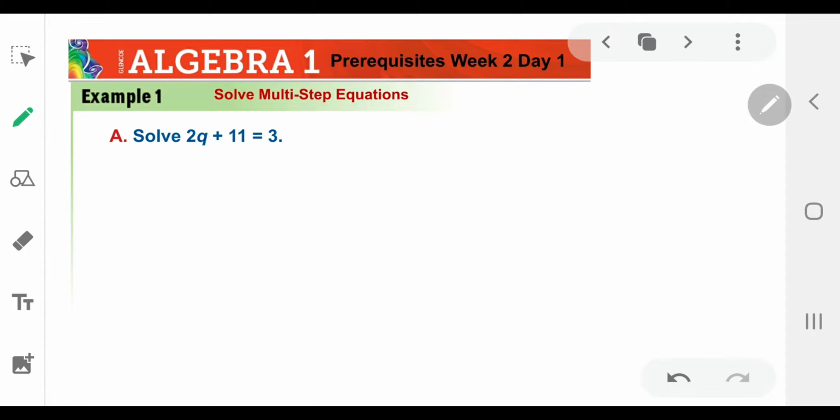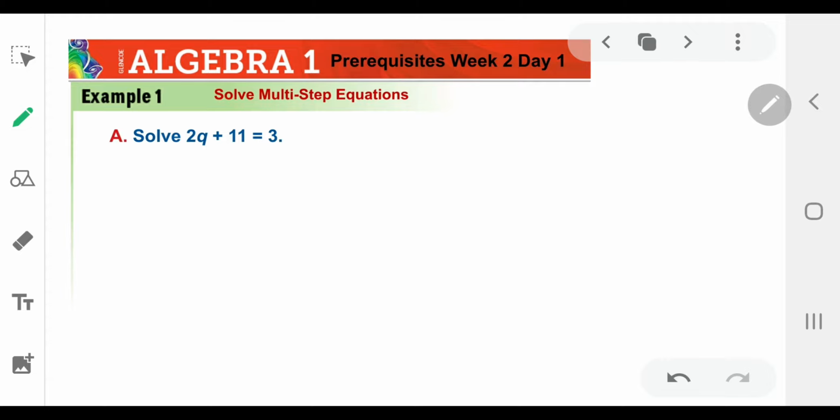Okay, we have the first example here: 2q plus 11 is equal to 3. As you can see, the variable here has a coefficient. As we said earlier, the number multiplied by the variable is called a coefficient, 2. So we have a multiplication operation and plus 11, which is an addition operation.